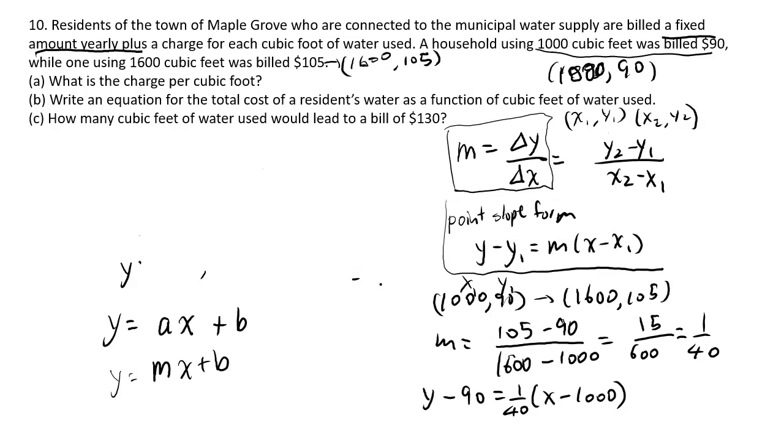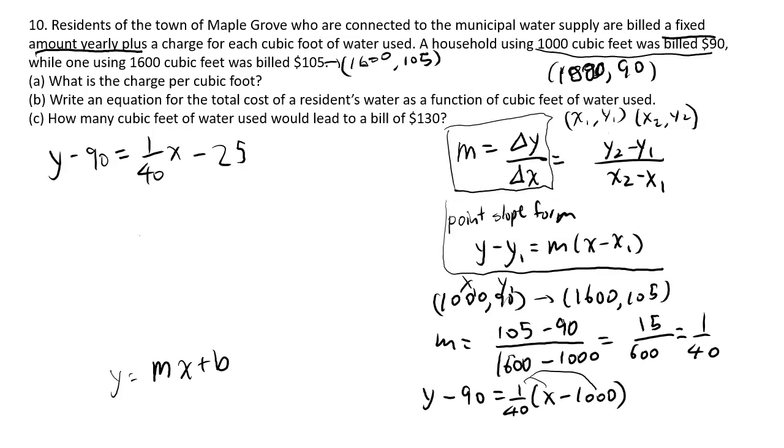And you have to remember that the y-intercept was the fixed amount of charge. The slope was the charge per cubic foot that we were talking about, and y is the actual charge. Okay, so our goal is to make it like that. So first I multiply 1 over 40 to both, so you have y minus 90 equals 1 over 40 times x. 1,000 divided by 40 is 25, so you have minus 25, and then add 90 to both sides, and that gives you y equals 1 over 40 x plus 65.